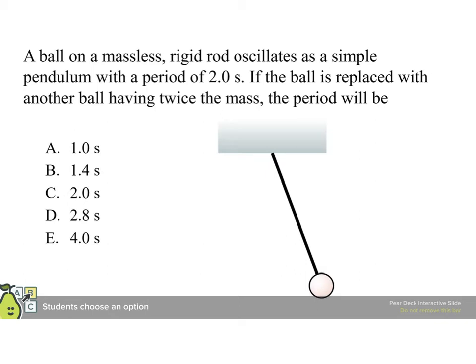All right, a ball on a massless rigid rod oscillates as a simple pendulum with a period of 2 seconds. If the ball were replaced with another ball having twice the mass, what would happen to the period? So we look at our formula and we have that the period is 2π√(L/g), and we see that the mass is not in that, so having twice the mass doesn't do anything. We still have period 2 seconds. Need to be careful because, of course, if you just do this blindly, you're like, oh wait, 2π√(m/k), but that's for a spring system. And remember that the spring constant in this case is also dependent on the mass in such a way that the mass drops out.